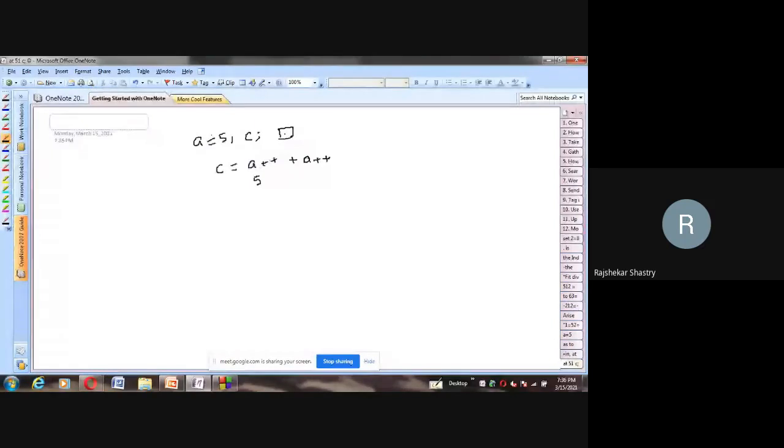First use the old value, then get incremented. So use the old value means 5, and A gets incremented means A will become 6 here. Now remember A is changed.